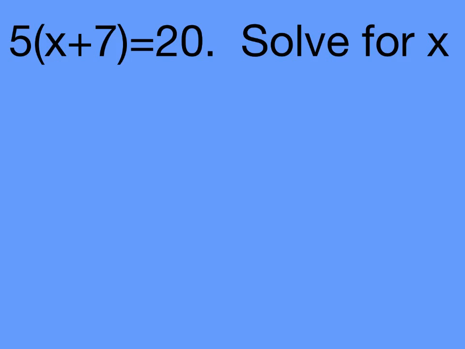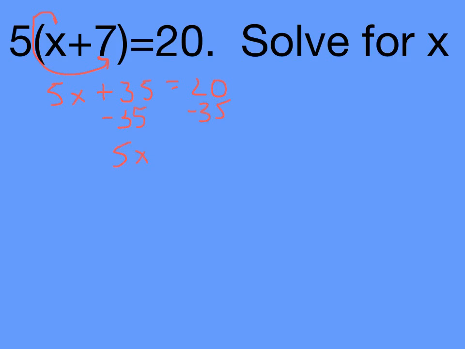Solve for x. Remember that when we do distributive property, the number on the outside has to get multiplied by the number on the inside, any number or variable on the inside. So we're going here and here. So to expand, 5x plus 5 times 7 is 35 equals 20. Now this looks like everything else we've done, a two-step equation. Again, we get rid of the constant first by using the inverse.